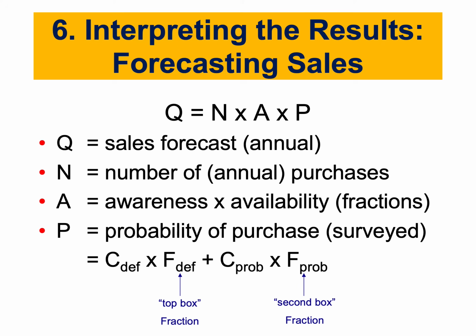P, again, is the probability for the product to be purchased. We can calculate this using the information from the surveys that we collected, and that's F def and F prob. This is the top box and this is the second box. The C def and C prob are what we call calibration constants, and usually the C def is 0.4 and C prob is 0.2 all the time. We will have examples to explain this even more.